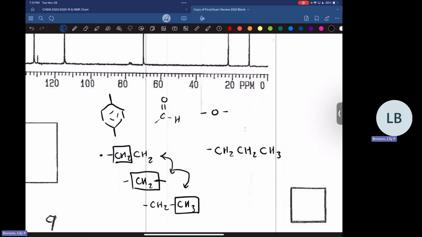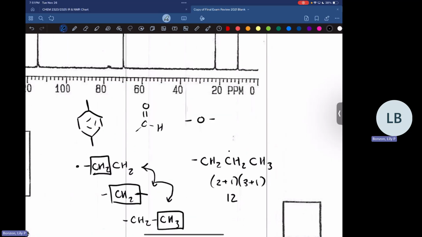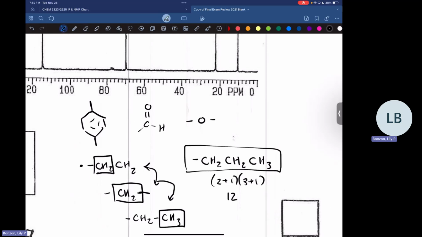So again, we have the CH3 that had a CH2 next to it. This CH2 had a lot of different hydrogen neighbors, which would make sense with this splitting pattern. If we calculated it, we'd have 2 + 1 times 3 + 1, which would give us 12 lines. So we have a large splitting pattern for that middle one. And then we had a CH2 that had a CH2 next to it and nothing on the other side. So this is going to be my puzzle piece that I put together.